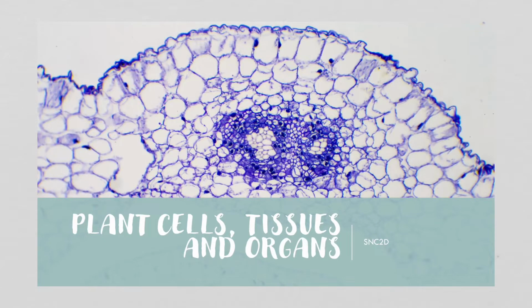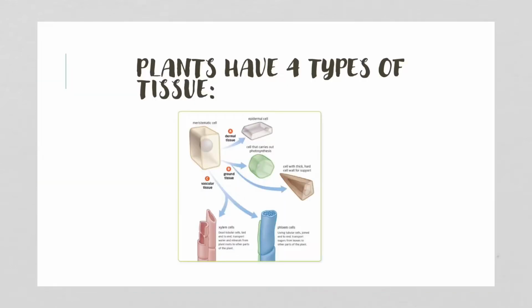In this video, we're going to discuss plant cells, tissues, and organs. And we'll compare those as we're talking to animal cells, tissues, and organs. First of all, plants have 4 different types of tissue.